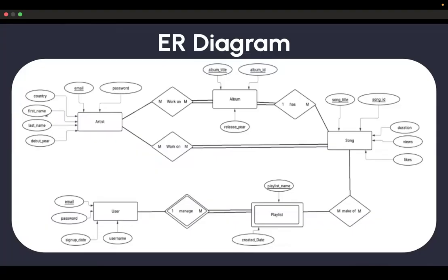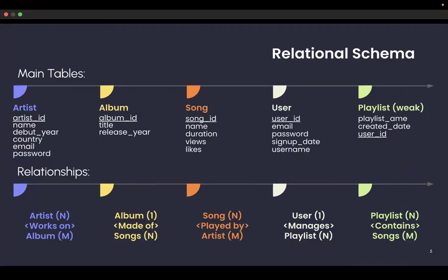So here's our ER diagram for our database. As you can see, we have artists, albums, songs, users, and playlist tables. Each of them have their own relationships.